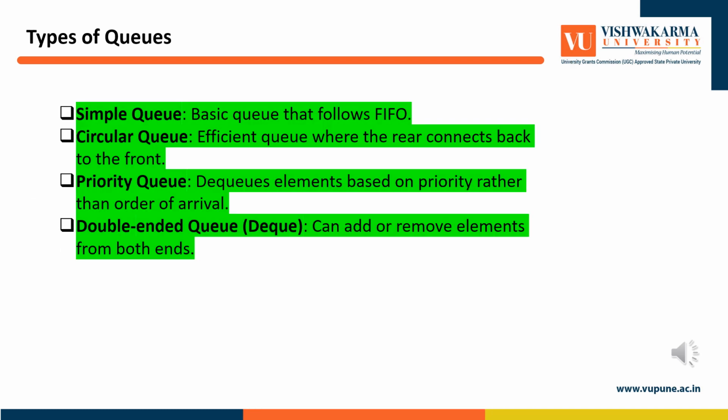So let's see types of queue and its definition. The first one is simple queue. Simple queue is a basic queue that follows FIFO, which means first in first out method. Second is circular queue. It is an efficient queue where the rear connects back to the front. The third one is priority queue. It dequeues elements based on priority rather than order of arrival. The fourth one is double-ended queue, which is also called deque. It can add or remove elements from both ends.